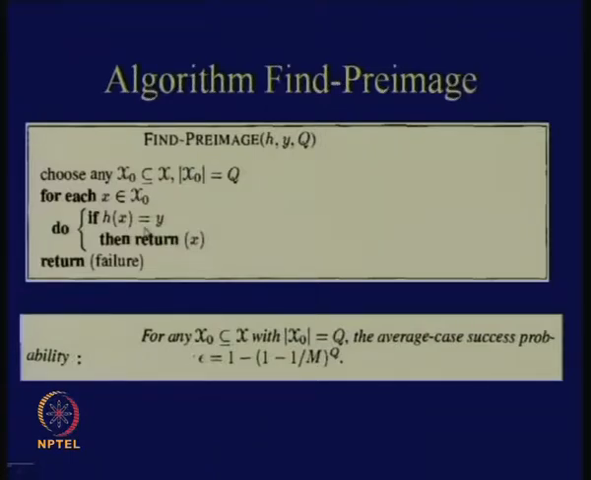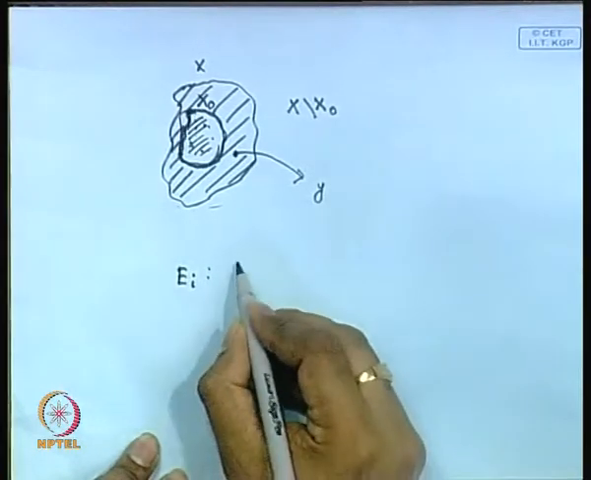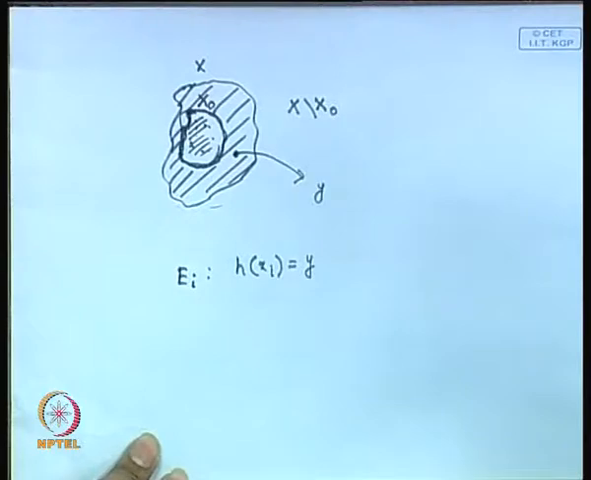Now, what is the probability? Let us say there is an event e i, which means that h of x i is equal to y. I can define an event in this way, that is, h of x i is equal to y. So, what is the probability that this is true?